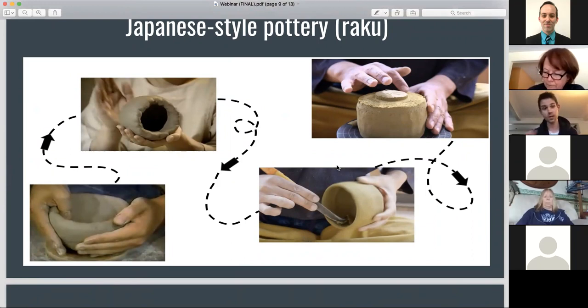They don't use a wheel. They shape everything by hand, and it's this continuous process of discovery where they're feeling things out, relying on their intuition and instinct to form the pot. And when they've finally gotten it to where they think it should be, they put it in the kiln, and rather than leaving it in there for a couple of days until it gets really hard, they take it out after 2 or 3 hours.